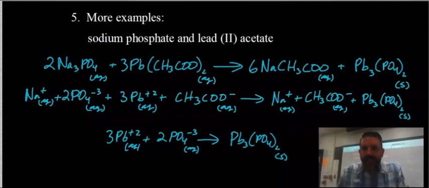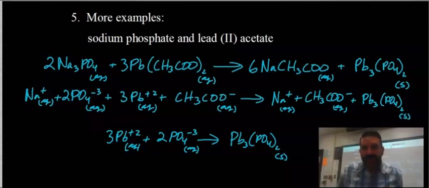Once again, it's really important to know your solubility rules. If you don't, you're going to get the wrong precipitate, and your ionic and net ionic equations are going to be wrong as well. So in this reaction, we produced a precipitate of lead 2 phosphate. There's our balanced double replacement equation.